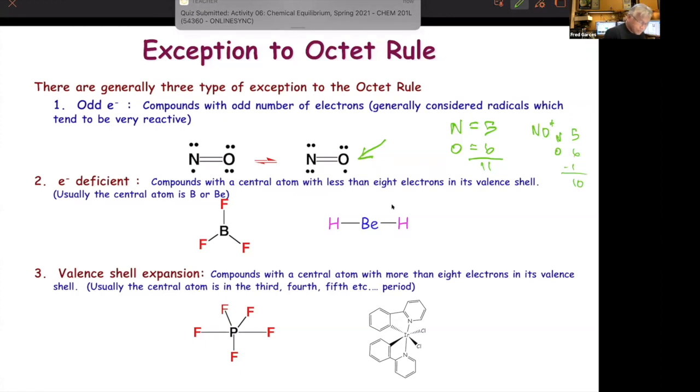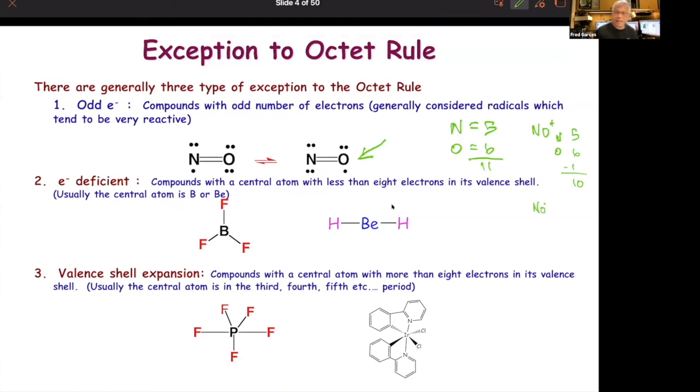If you have NO negative, then you've got nitrogen with 5, oxygen with 6, but the negative tells you there's 1 extra electron. So you have to add 1 more, and that'll give you 12. And an even count will obey the octet rule. So when you have an odd number of electrons, it always violates the octet rule no matter what. But if it's charged so that it changes that odd to an even, then most likely it obeys the octet rule.